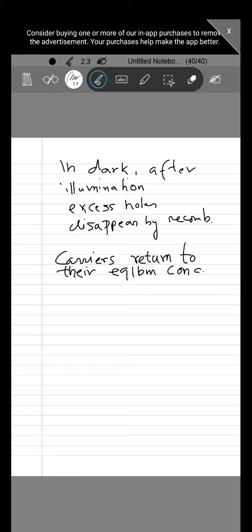And the time for this process is determined by the minority carrier lifetime.